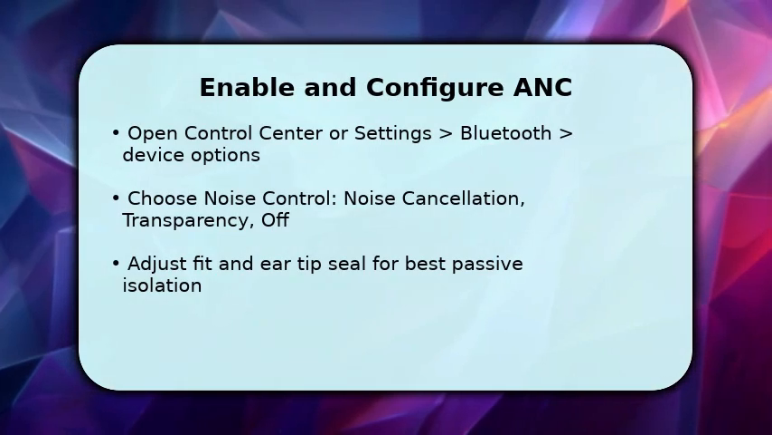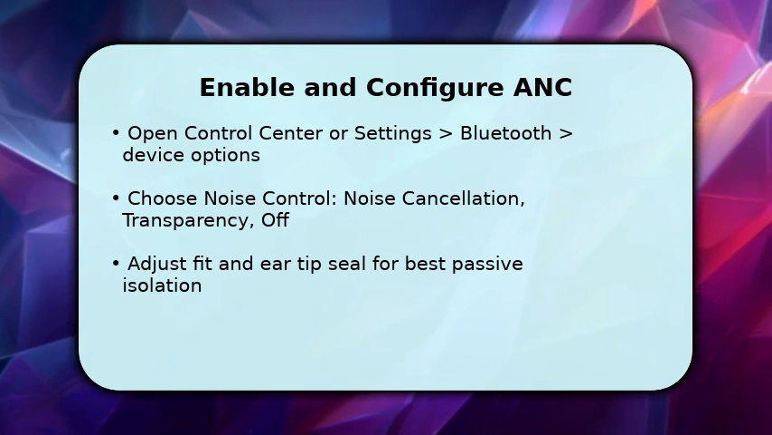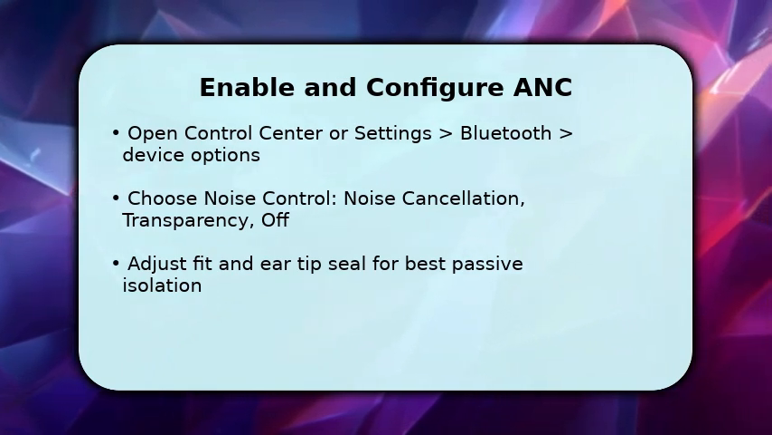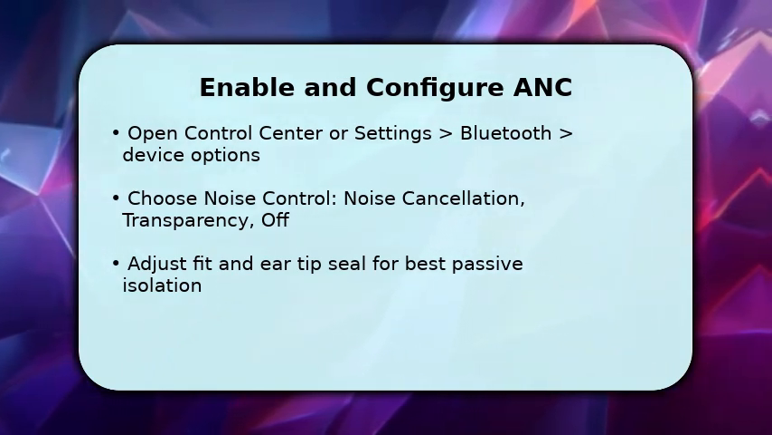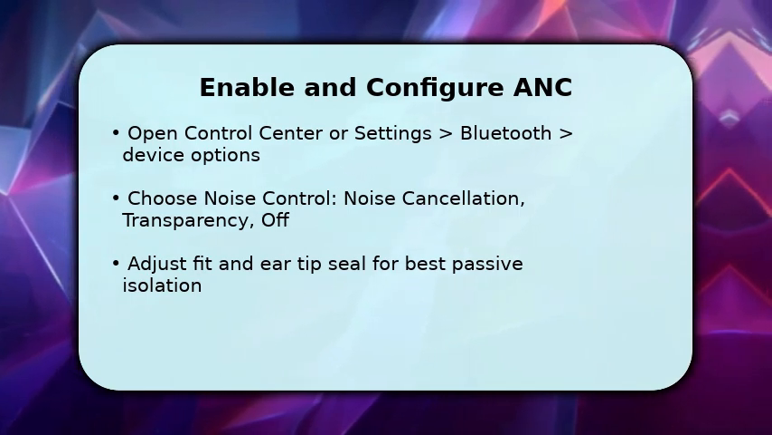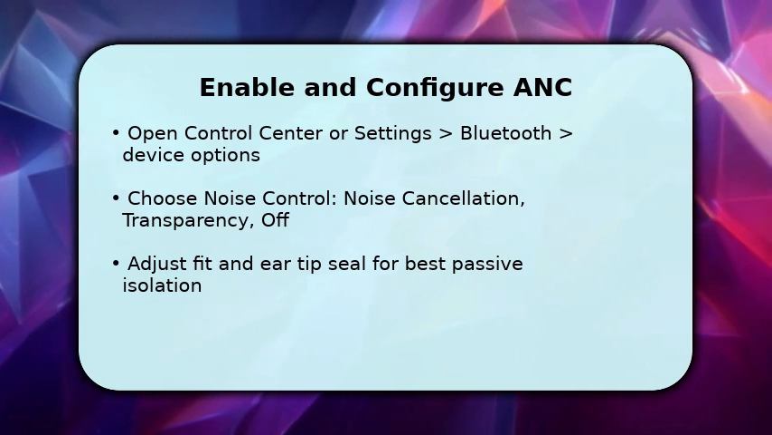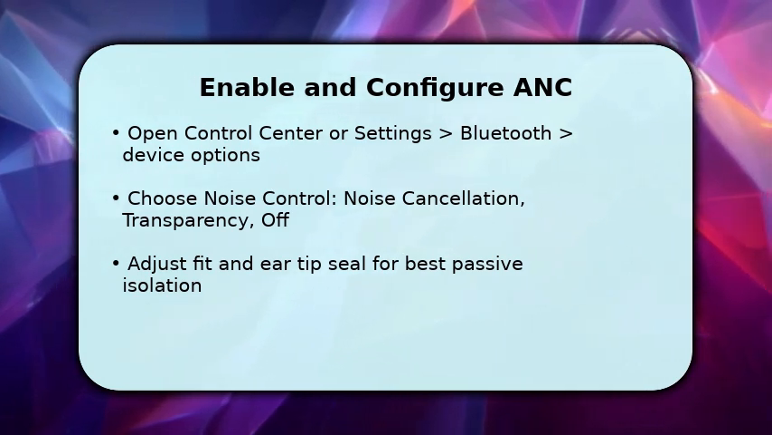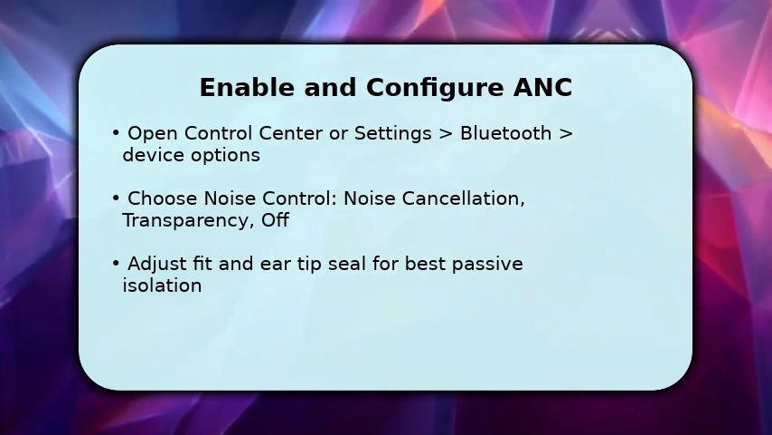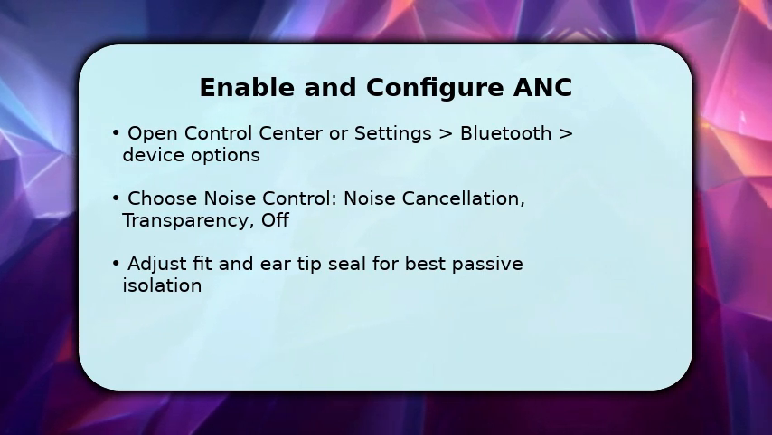You now enable active noise cancellation. Open Control Center or Bluetooth device options and select noise cancellation. Once selected, listen and compare transparency to notice how ANC removes low-frequency hum. Make sure to adjust ear tips or headband tension so you have a good physical seal. ANC depends on that passive isolation.